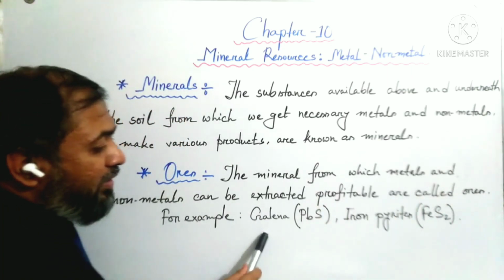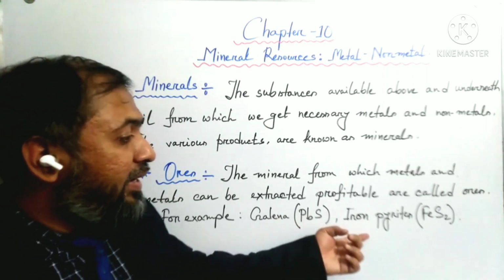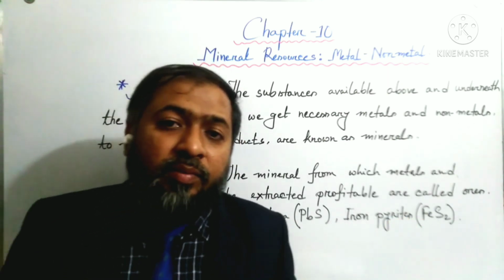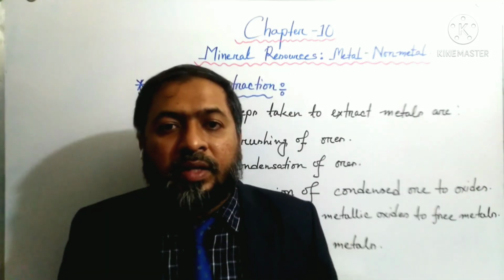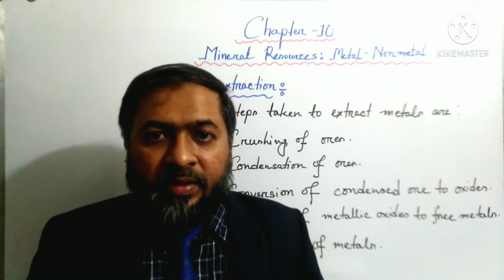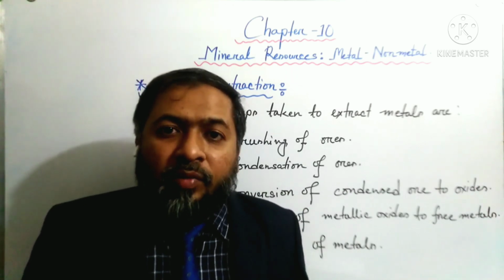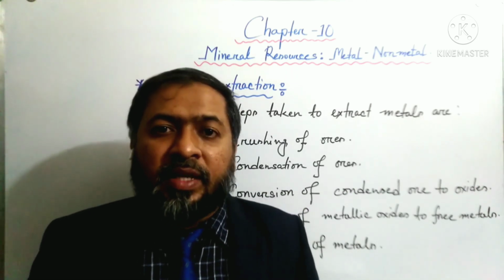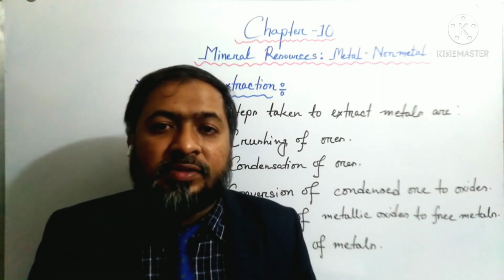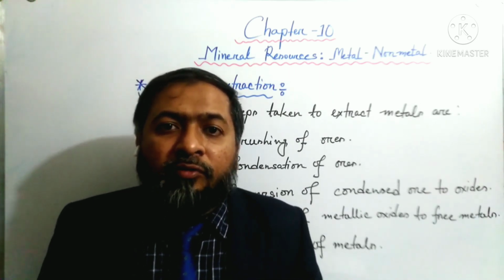For example, galena, which is an ore from where we can get lead, and iron pyrites, from where we can extract iron. So these are examples of ores. Initially, it was believed that minerals can only be found beneath the earth. However, now it is believed that minerals can be found on the surface of the earth. Especially on the beach of Cox's Bazar there are different types of minerals. Zirconium and zircon are found, and halogens are found from the seawater.